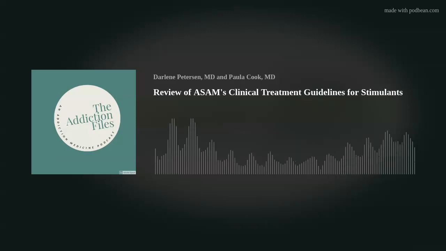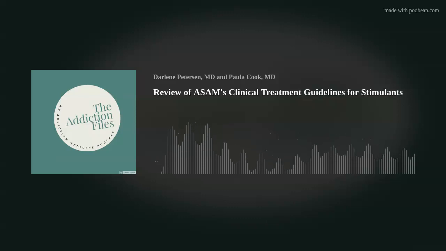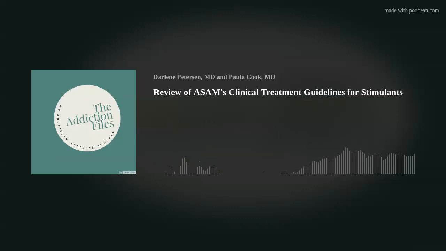So this does not mean you put people on instant release Adderall and see them back in 3 months. It does not mean that a provider who's not trained or board certified in addiction medicine can do this. But it does mean that we have these options and they have some evidence and they're now part of this treatment guideline to help people.